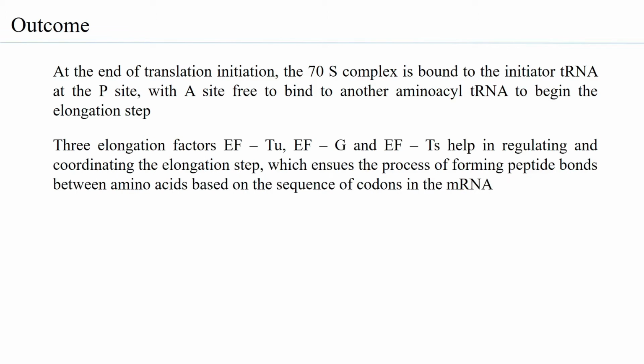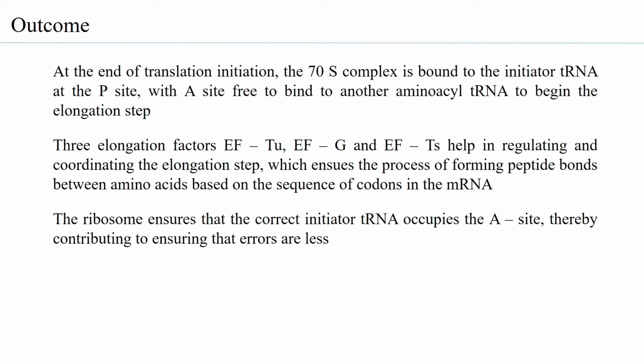Three elongation factors, EF-Tu, EF-G and EF-Ts, help in regulating and coordinating the elongation step, which ensues the process of forming the peptide bonds between amino acids based on the sequence of codons in the mRNA. EF-Tu, EF-G, and EF-Ts enable the smooth flow of events right from adding the first aminoacyl tRNA to the last aminoacyl tRNA.